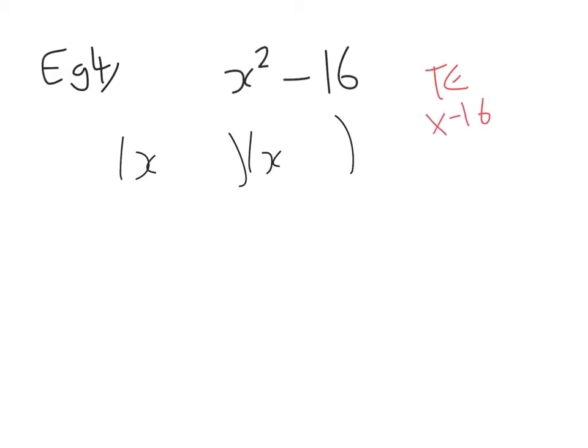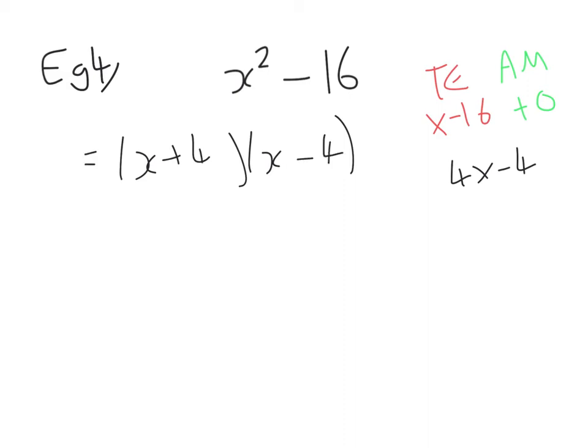The middle number, we're looking to add to give the middle number. There is none. So we're looking at two numbers which add together to give 0. So what two numbers times together to give minus 16 and add to give 0? Well, that would be 4 and minus 4. They times to give minus 16 and add to give 0. So you put in plus 4 and minus 4.